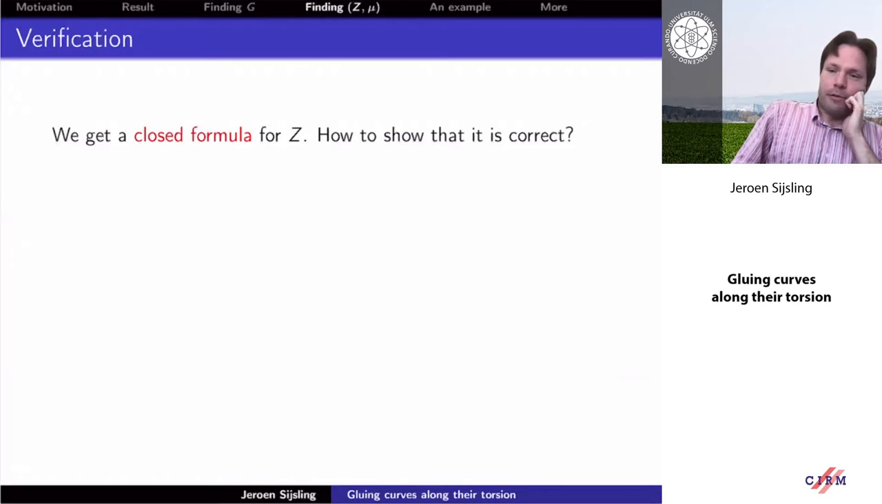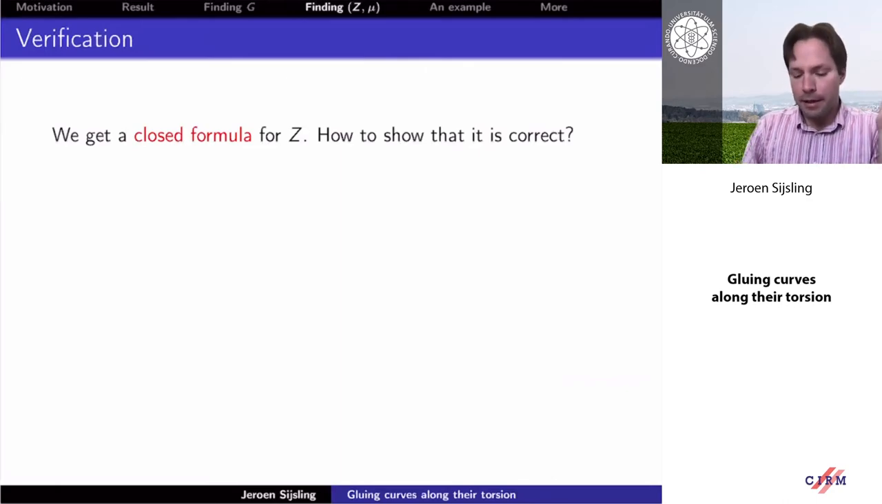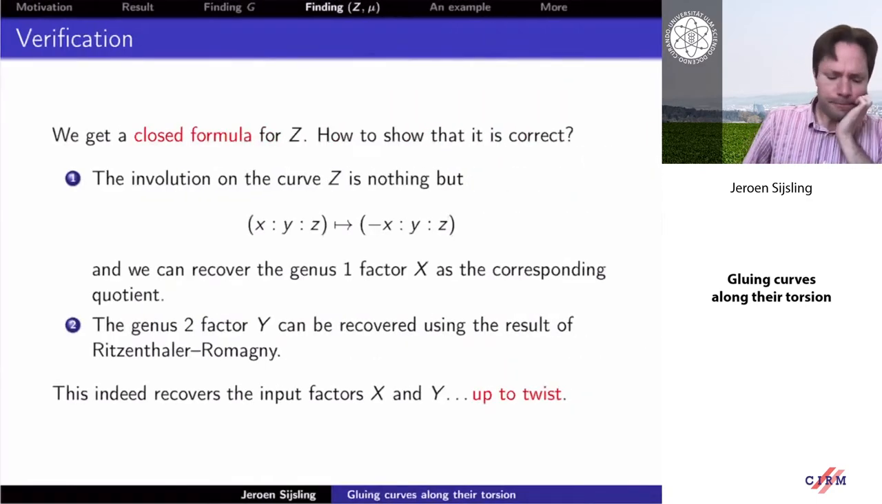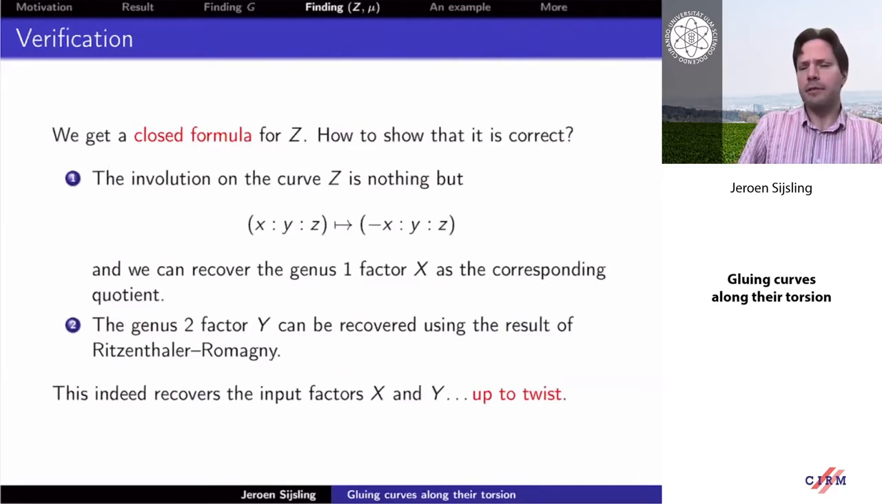I did all of that over SIA. I mean, I can say this is beautiful. It can't be wrong, but that's not mathematics. How do you show that it is correct? Well, it turns out that the curve Z that you get out, again, has this nice involution. And you can check that if you divide out this involution, then you do get your genus one factor back.